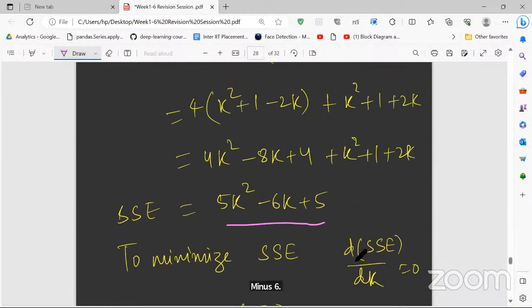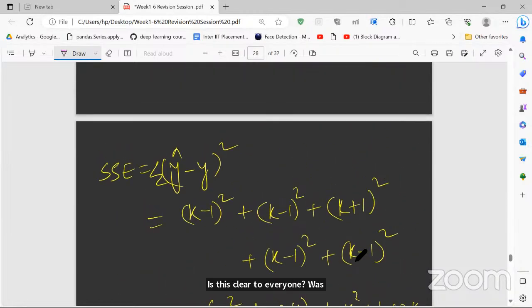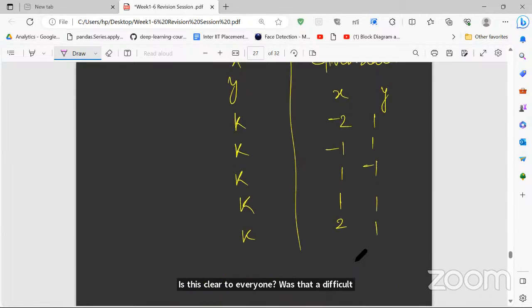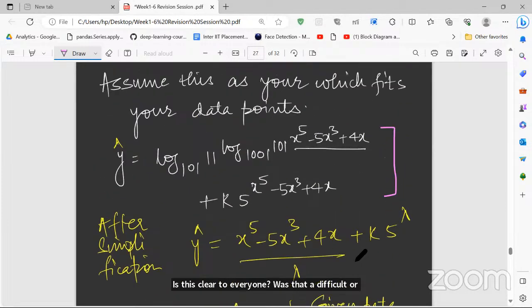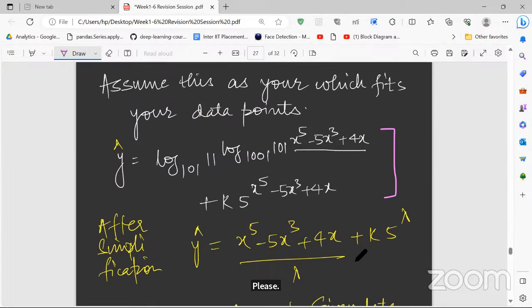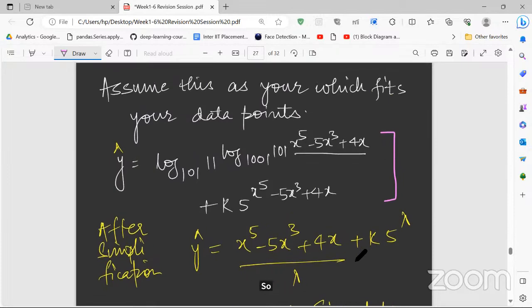Is this clear to everyone? Was that difficult, or how did you find it? Please scroll up. Sir, 91 multiple 1001. That is a difficult part, sir. We can't get it actually. Those tables and all, we didn't study actually.